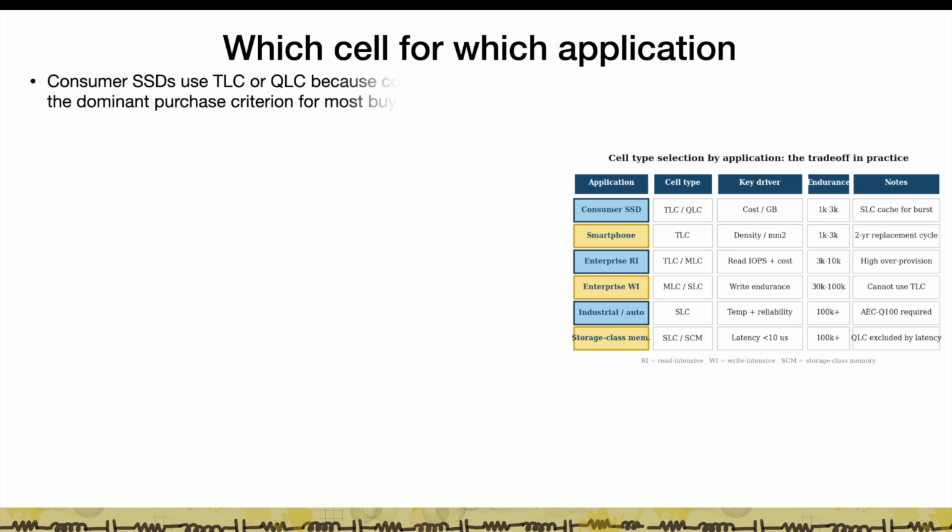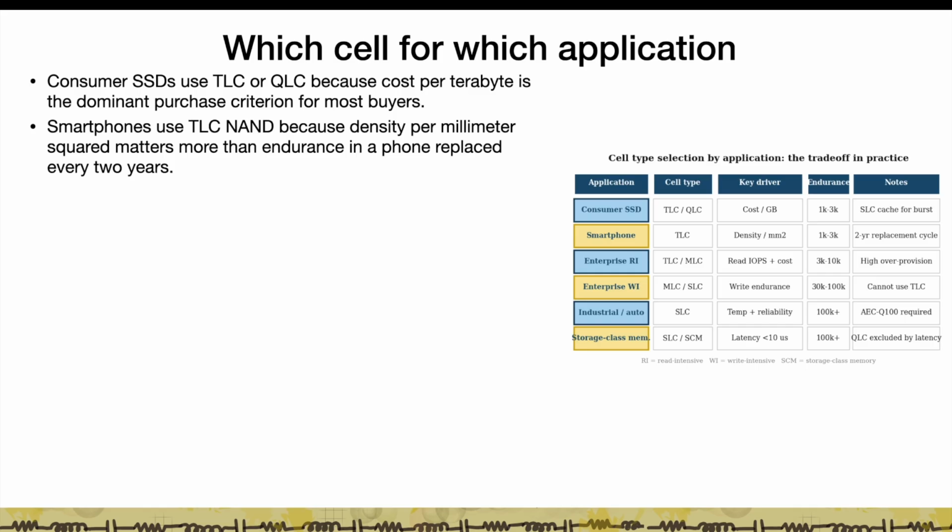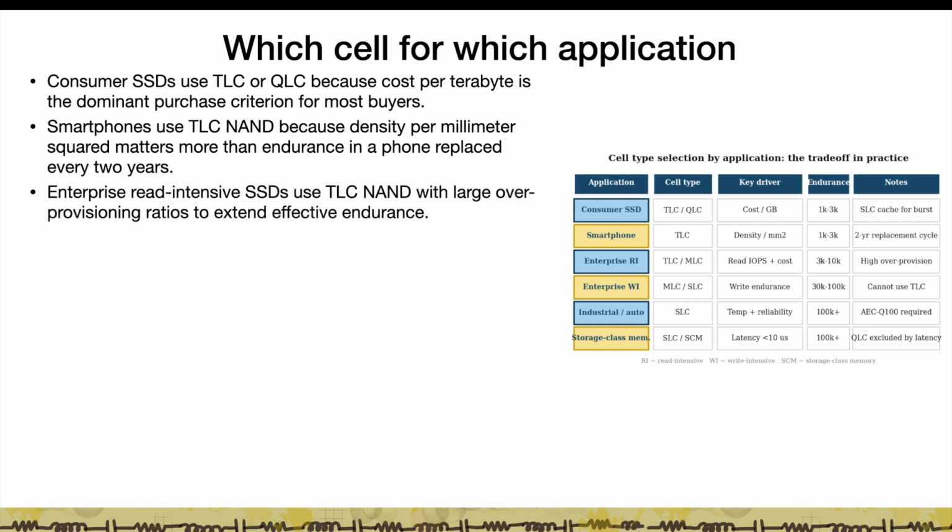The table on the screen is the engineering output of everything you've seen in this video. 6 rows, one for each major application segment. 5 columns: application, cell type used, the key engineering driver, typical endurance, and a note on how the trade-off is managed in practice. Consumer SSDs use TLC or QLC because the purchase decision is dominated by cost per terabyte. The buyer shopping on a retail website sees a number in dollars per gigabyte. The SLC cache in a consumer QLC drive handles the burst write performance well enough for home use workloads, where large sequential writes are rare.